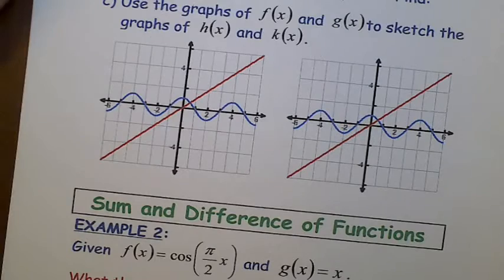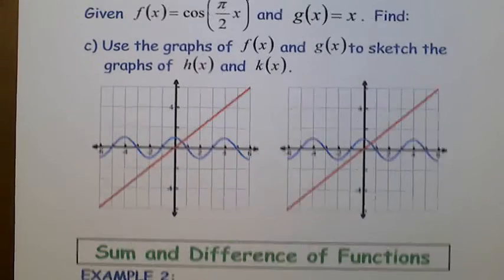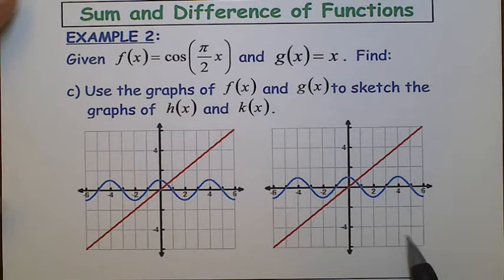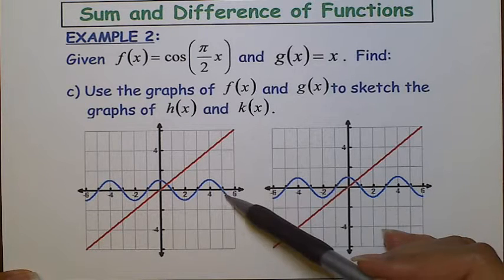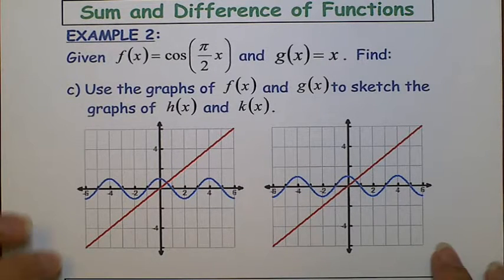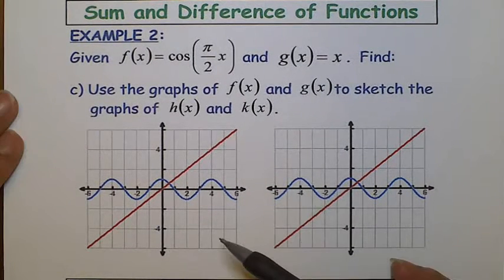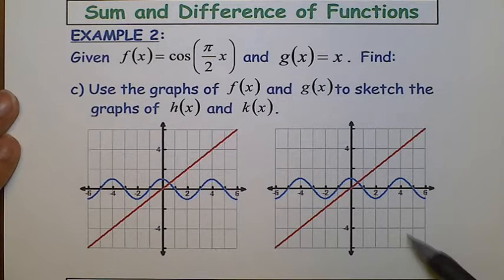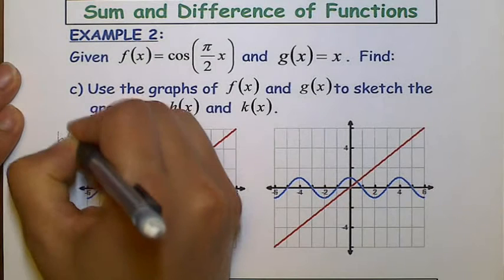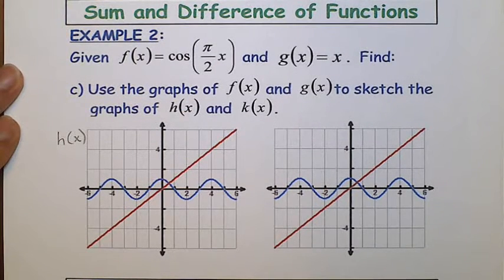Okay, in part C, use the graphs of f of x and g of x to sketch the graphs of h of x and k of x. We have two different sketches here, and both of these graphs have the original functions for f of x and g of x drawn. I think the reason we have two different graphs is so that we can draw h of x in one of them, which is the sum function, and k of x in the second one, which is the difference function. Let's start by looking at the sum. This is going to be the graph of h of x that we eventually draw, and from the original question, h of x represents the sum of the two functions.